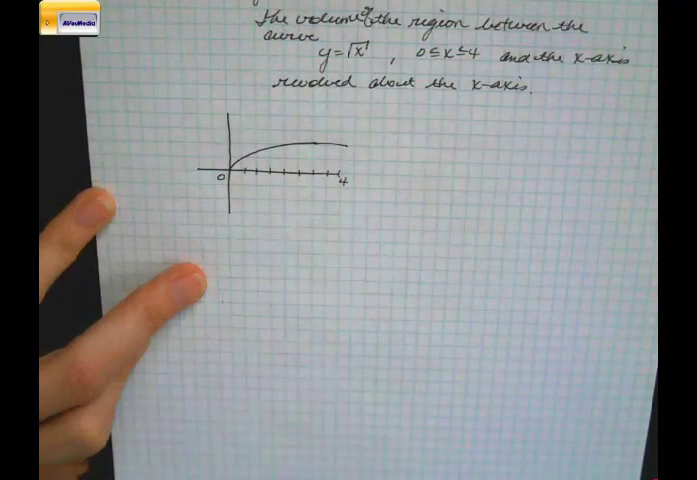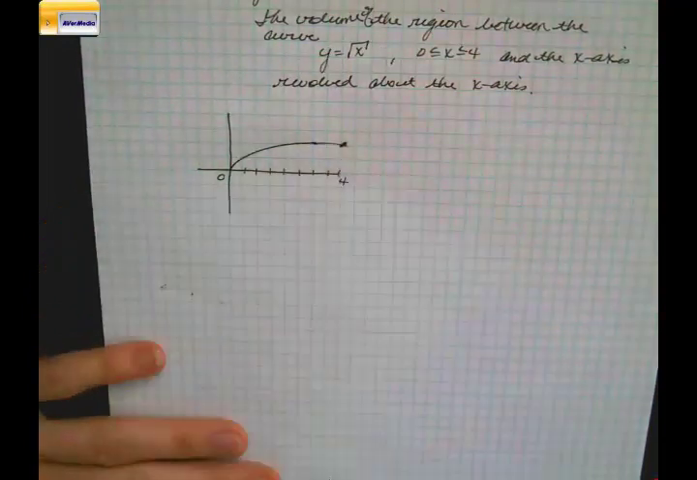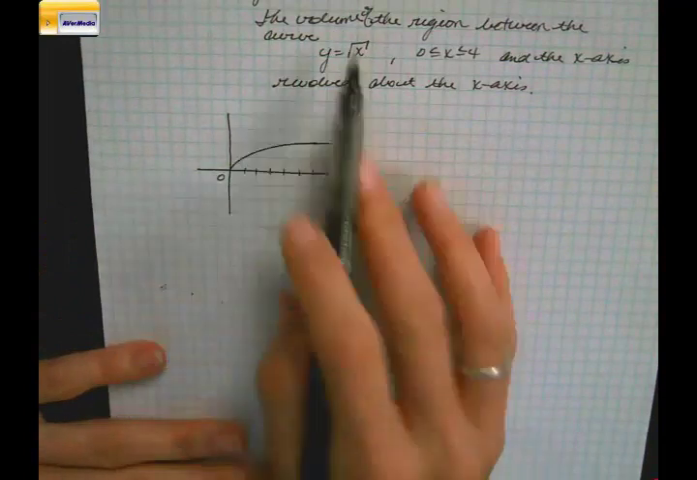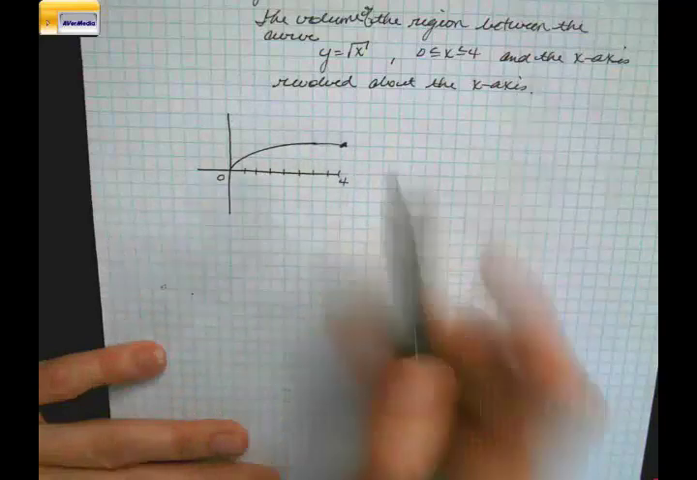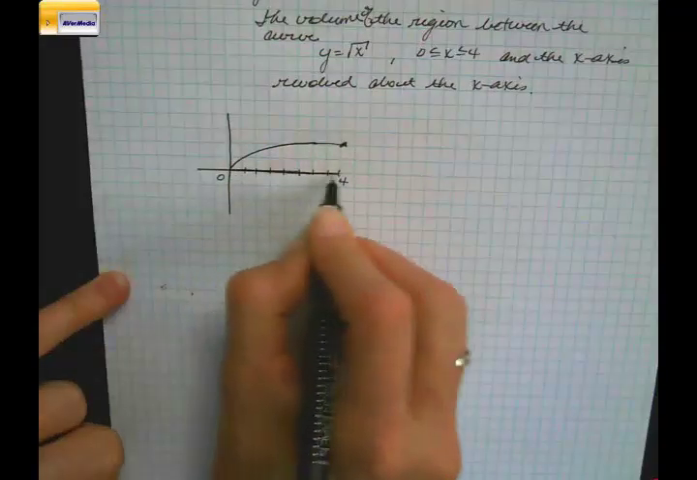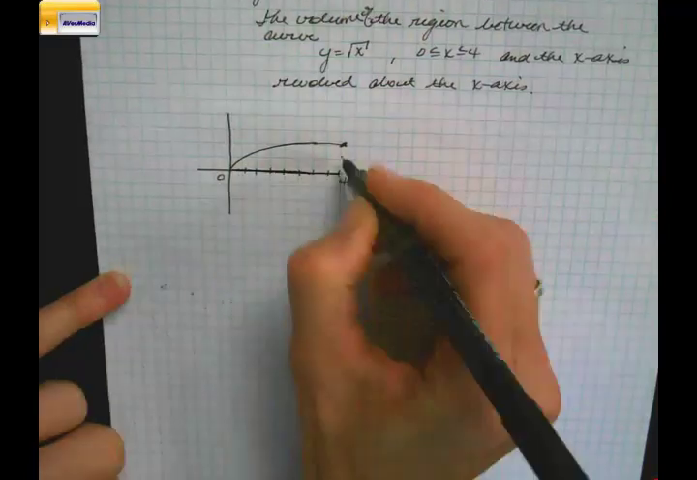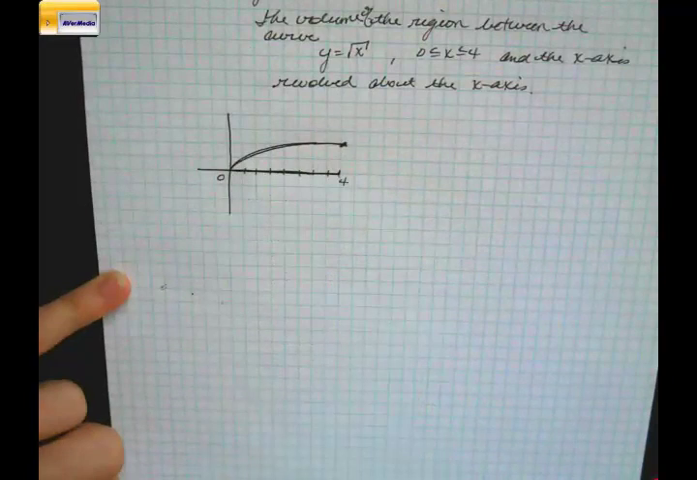From 0 to 4. We're going to stop at 4. Then it says, find the volume of the region created by this curve y equaling the square root of x between 0 and 4 and the x-axis. So it's also bounded by the x-axis between 0 and 4. So your region is between this curve and the x-axis between 0 and 4.